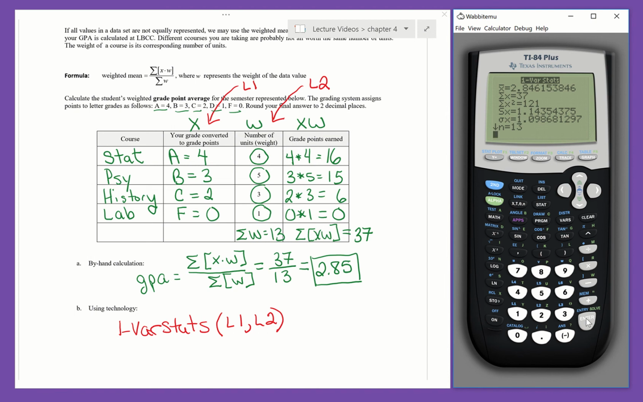And you'll see that at the top. So it does use the symbol X bar. In this situation, I just call it GPA since it is specifically what we're talking about. So using this method, we still arrive at a GPA of a 2.85. And I am okay with either method that you would like to use. So by hand method or calculator method, we are good to go.